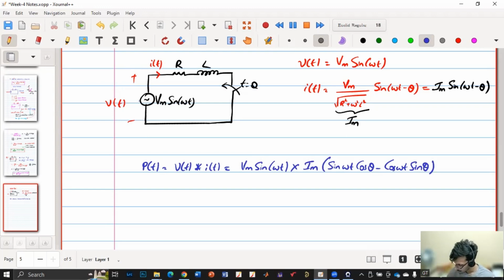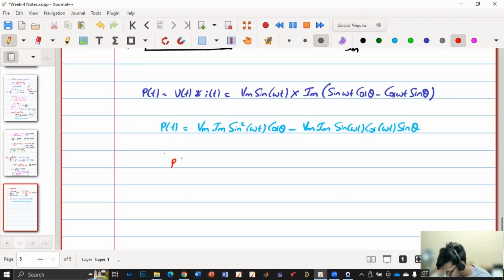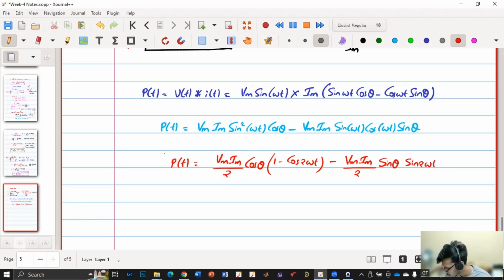Now we'll segregate cos theta terms on one side and sin theta terms on the other side. So we'll get P of t is equal to Vm Im sin square omega t cos theta minus Vm Im sin omega t cos omega t sin theta. Now I'll simplify the omega t terms. So I'll be getting P of t is Vm Im by 2 cos theta into 1 minus cos 2 omega t minus Vm Im by 2 into sin theta into sin 2 omega t, isn't it?